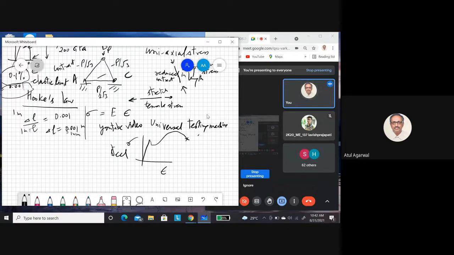This is a fracture point or failure point. This is the maximum stress. This is the elastic limit. You see, the curve is linear, and this is a yield zone. Yielding starts. This is also where yielding is occurring, but there is strain hardening.